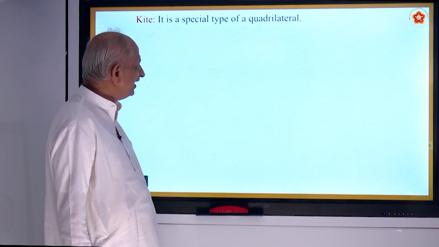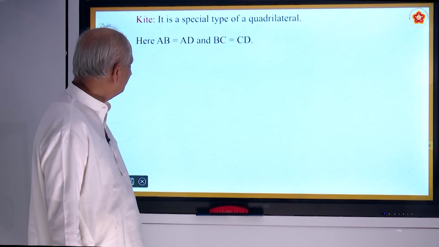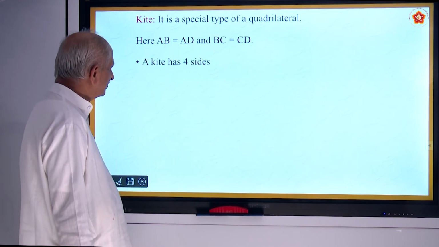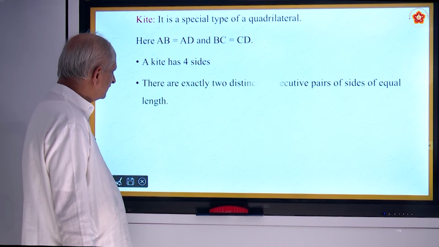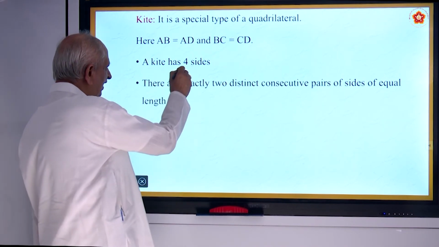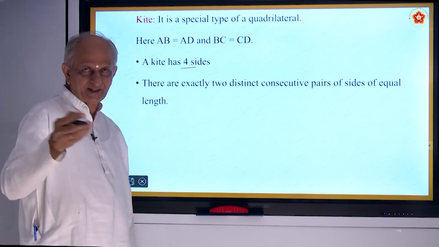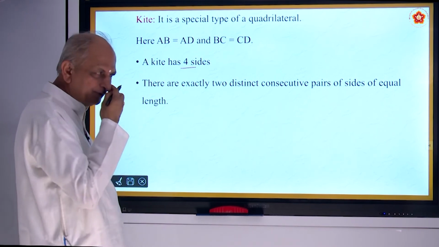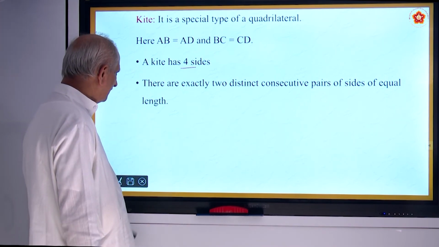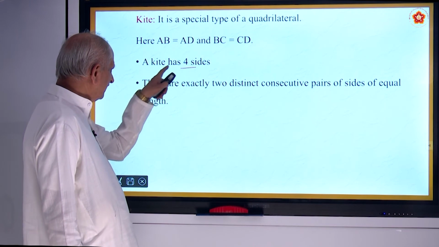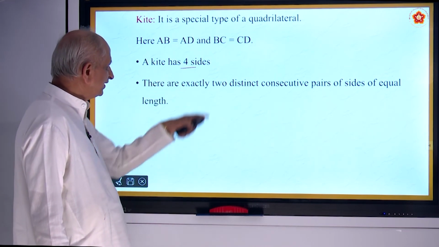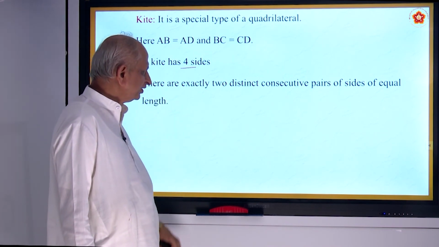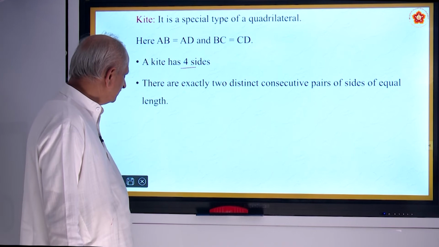So, kite is a special type of quadrilateral. What is special about it? Two pairs of adjacent sides are equal. So, a kite has 4 sides. If you have done it, you can try this, or coming to the next class, you come with a kite and see whether it is true or not. A kite has 4 sides, that's why it is called a quadrilateral, and there are exactly two distinct consecutive pairs of sides of equal length.